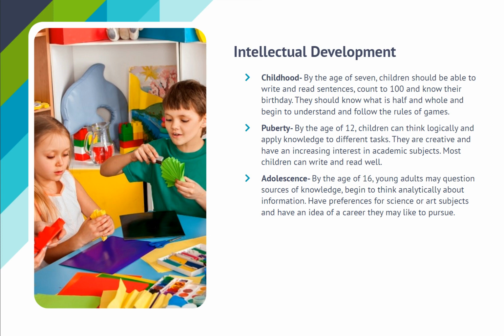Puberty. By the age of 12, children can think logically and apply knowledge to different tasks. They are creative and have an increasing interest in academic subjects. Most children can write and read well. Adolescence. By the age of 16, young adults may question sources of knowledge, begin to think analytically about information, have preferences for science or art subjects, and have an idea of a career they may like to pursue.